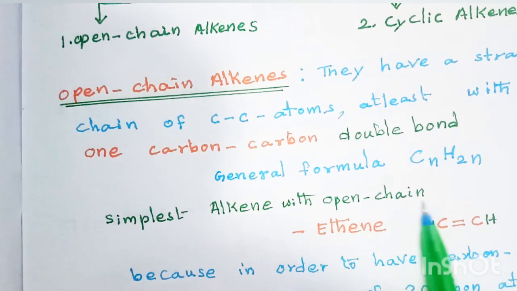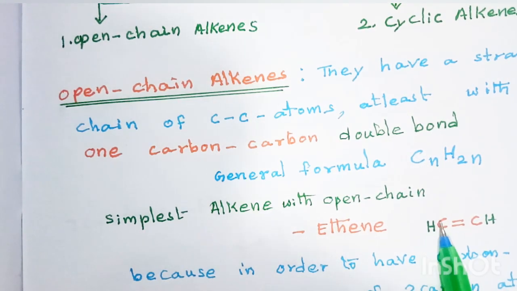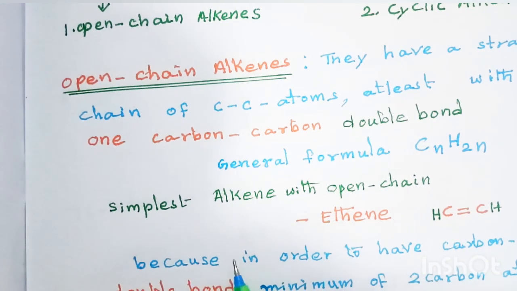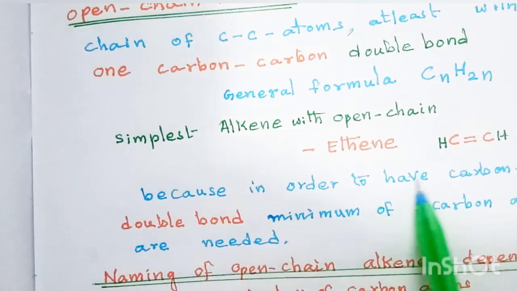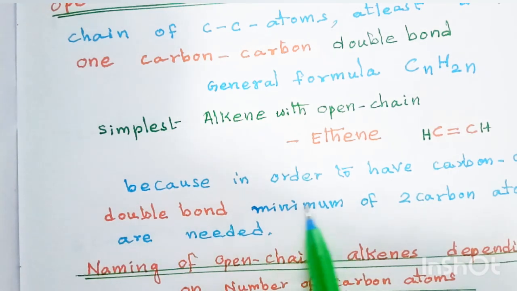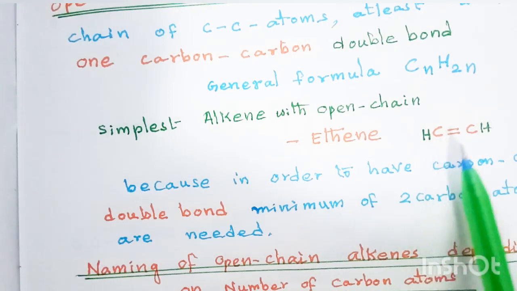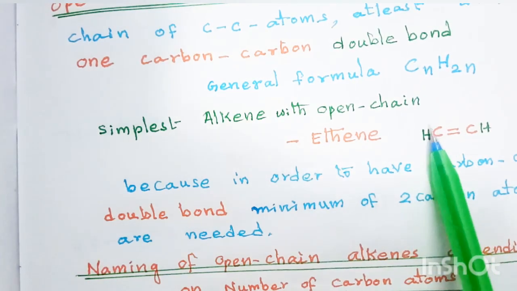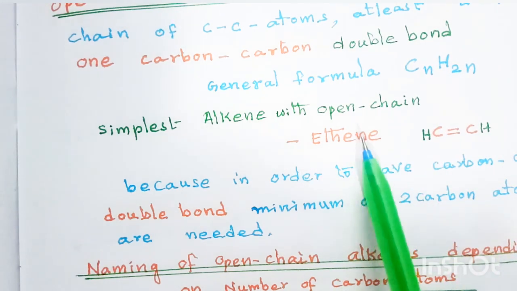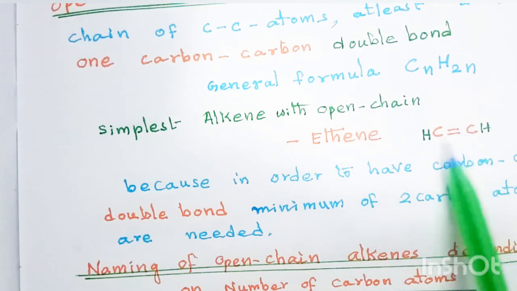The simplest open chain alkene is ethene, CH2 double bond CH2. Because in order to have a carbon-carbon double bond, a minimum of 2 carbon atoms are required, since we have to show a double bond between carbon and carbon atoms. So the first member of the open chain alkenes is ethene.